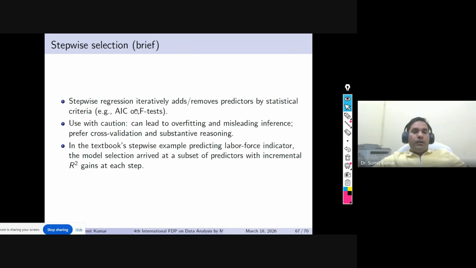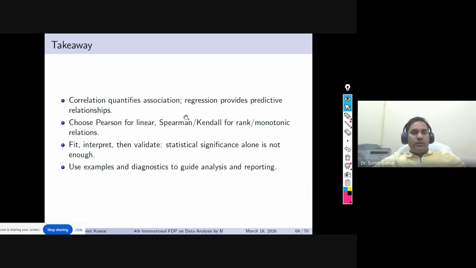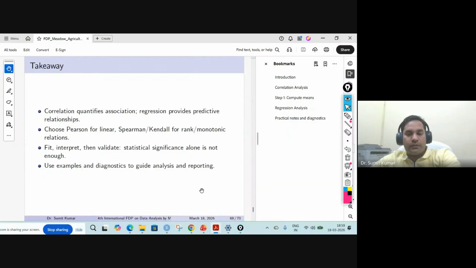Stepwise selection: if some variables have multicollinearity, you can remove them using the stepwise regression method. This is not part of this session now. So up to here, now we have to go to the R window.